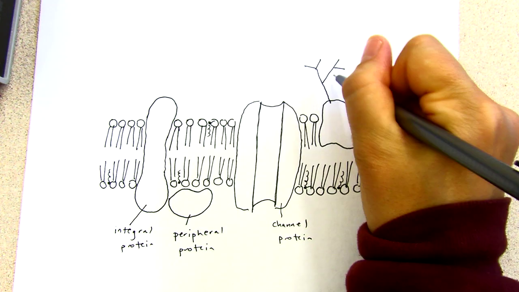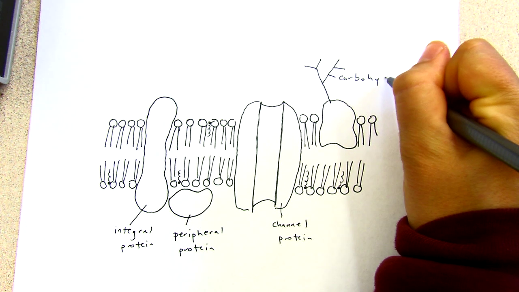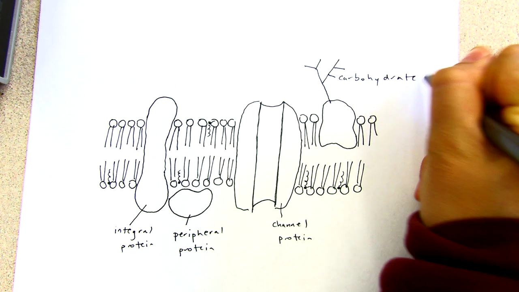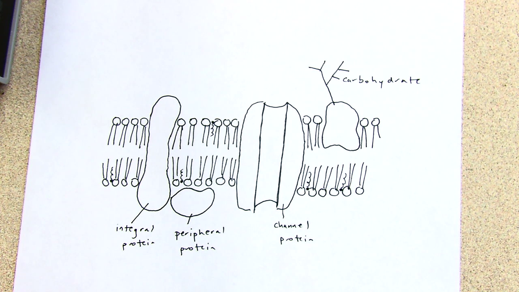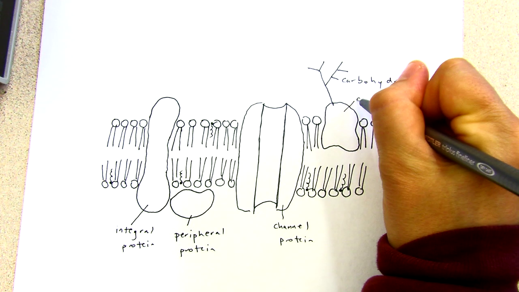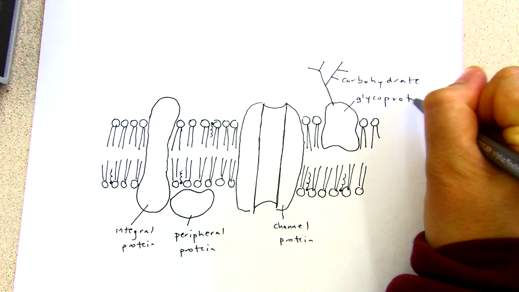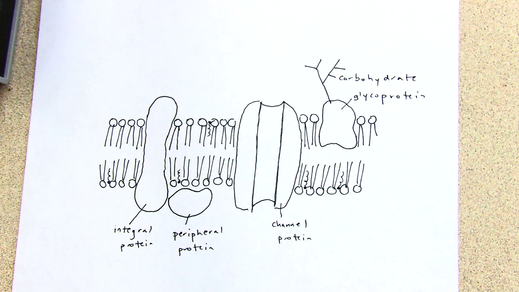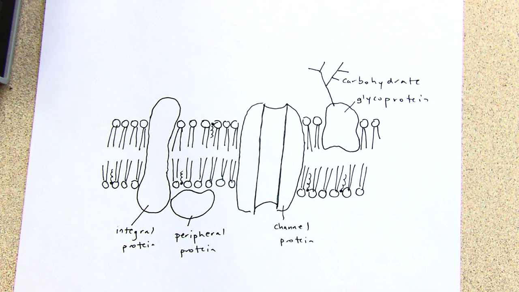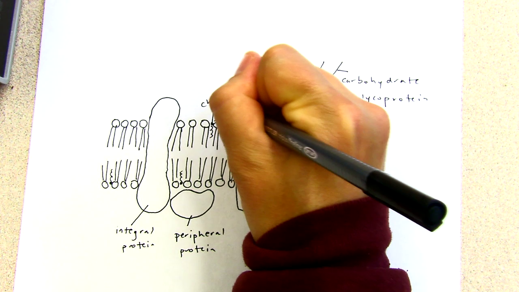I'm going to label this as a carbohydrate. Carbohydrate. And membrane proteins that are connected to carbohydrates are called glycoproteins. Glycoproteins. So it's a glycoprotein. I don't want to forget to label my cholesterol.